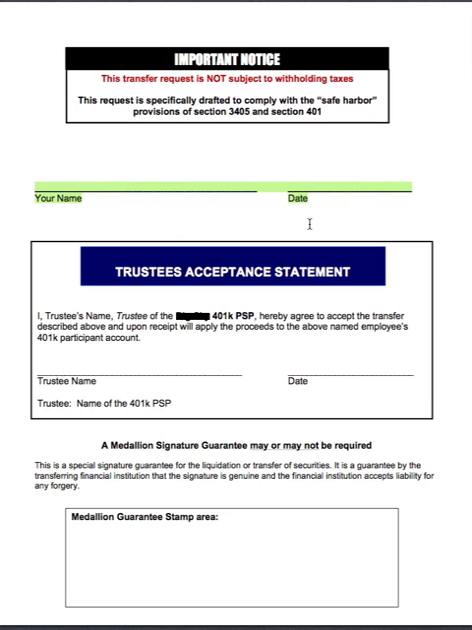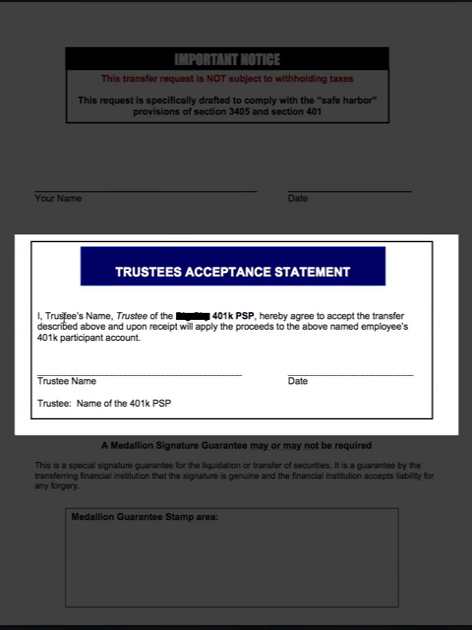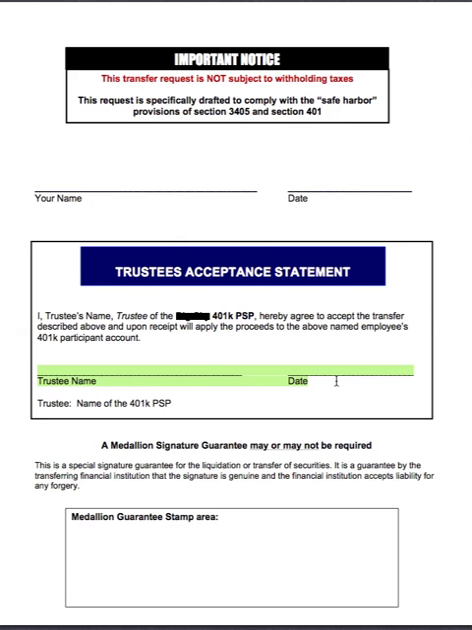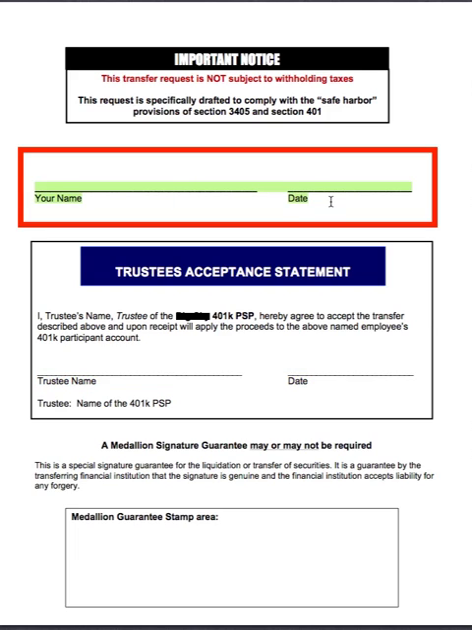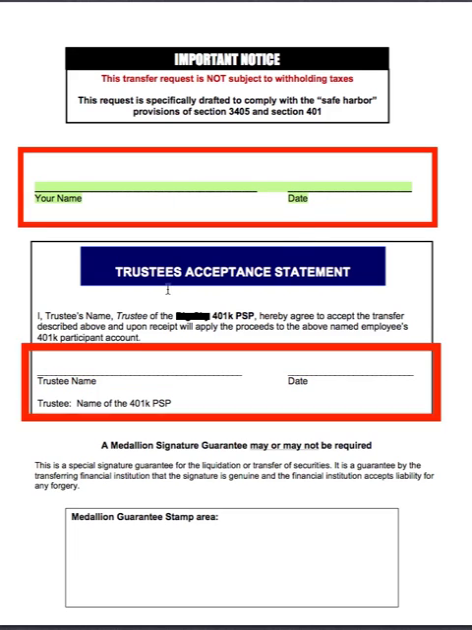Next, and this gets a little bit weird. A lot of custodians can't understand this. You are also probably going to be the trustee of your 401k plan. So what you're going to do is you're going to say, I, and then your name, trustee of the 401k plan, do hereby agree to accept the transfer, etc., so on and so forth. And you're going to sign and date this as well. So you're going to sign and date in two areas. Up here, acting as the participant, telling them how you want the funds transferred. And here saying that you're the trustee and how you want the funds transferred.